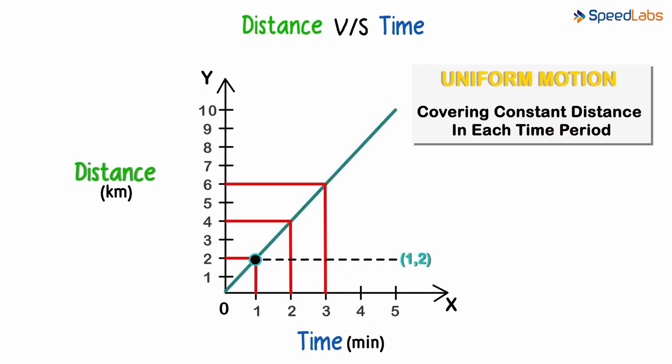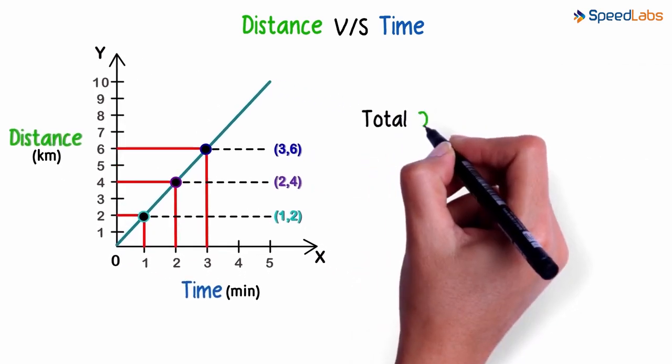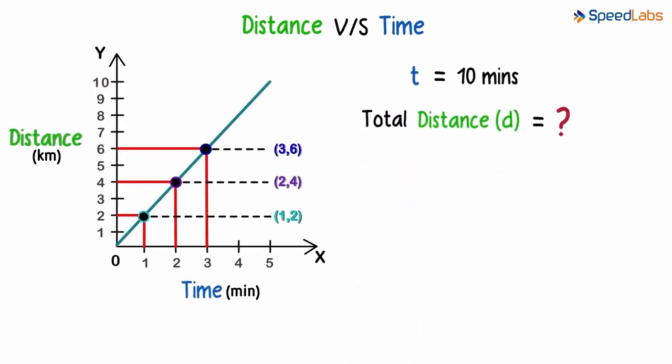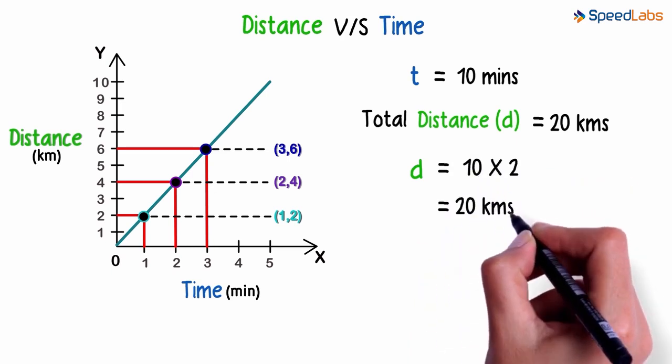1 minute, 2 kilometers. 2 minutes, 4 kilometers. 3 minutes, 6 kilometers. The total distance covered in 3 minutes is 6 kilometers, and each minute the vehicle covered 2 kilometers. Now let me ask you a question. How much would be the total distance covered in 10 minutes? Correct. The total distance covered would be 20 kilometers. We can use the graph seen to arrive upon the answer, but we could also calculate the total distance as 10 times 2 kilometers, which is 20 kilometers.